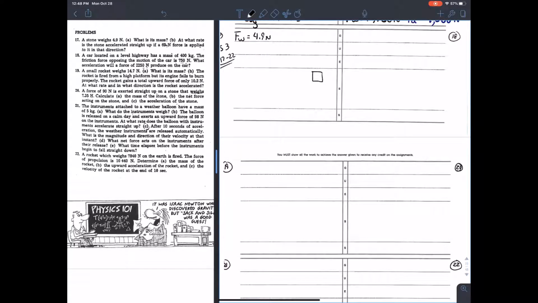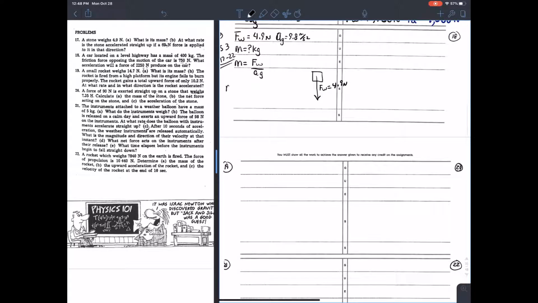So that's my stone. Now gravity acts on the center of objects, so I'm going to put my FW of 4.9 newtons right here. It says, what is this object's mass in kilograms? Well, I also know that if I have weight and I'm on the earth, I have an acceleration due to gravity of 9.8 meters per second squared. So the mass of this object is going to be found by taking the weight divided by gravitational pull.